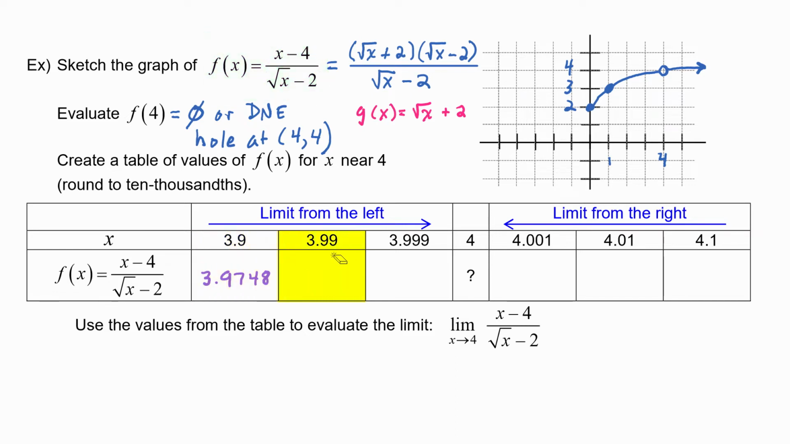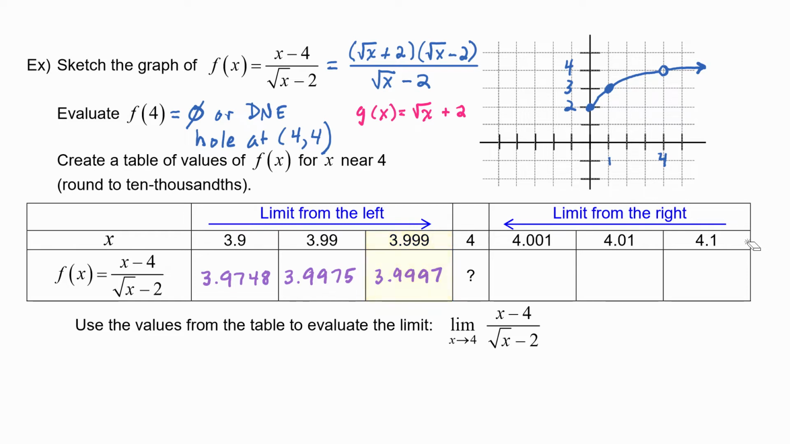Plugging in 3.99, we get 3.9975. Plugging in 3.999, we get 3.9997.